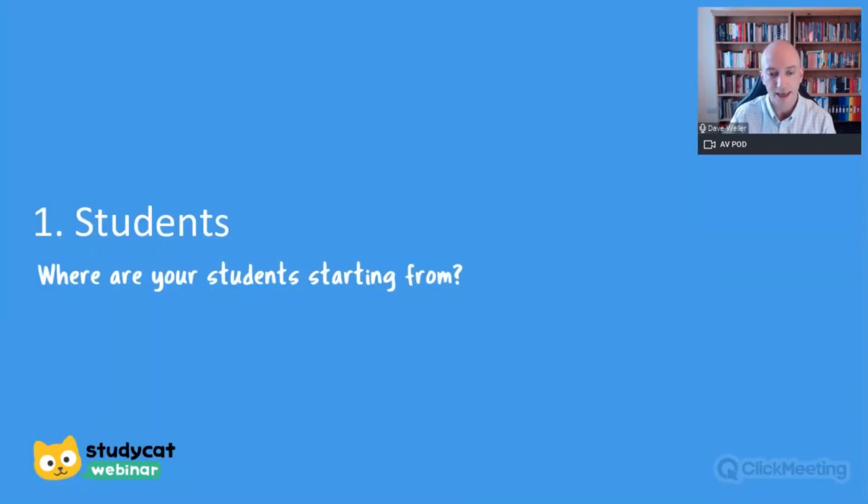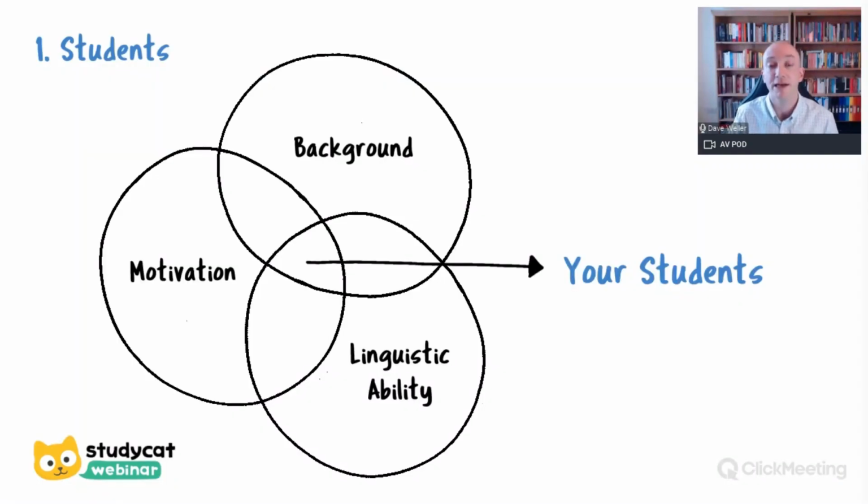Okay. Now, students, where are your students starting from? This is absolutely a key question, because without knowing that, it's really hard to make sure they learn. There are normally 3 or maybe 4 aspects which are really useful to know about your students. The first one is background. So let's think about that. Where are your students from? What language do they speak? Do they speak a second or third language? How long have they been learning? How old are they? All these things will start to build a picture of your student's background.